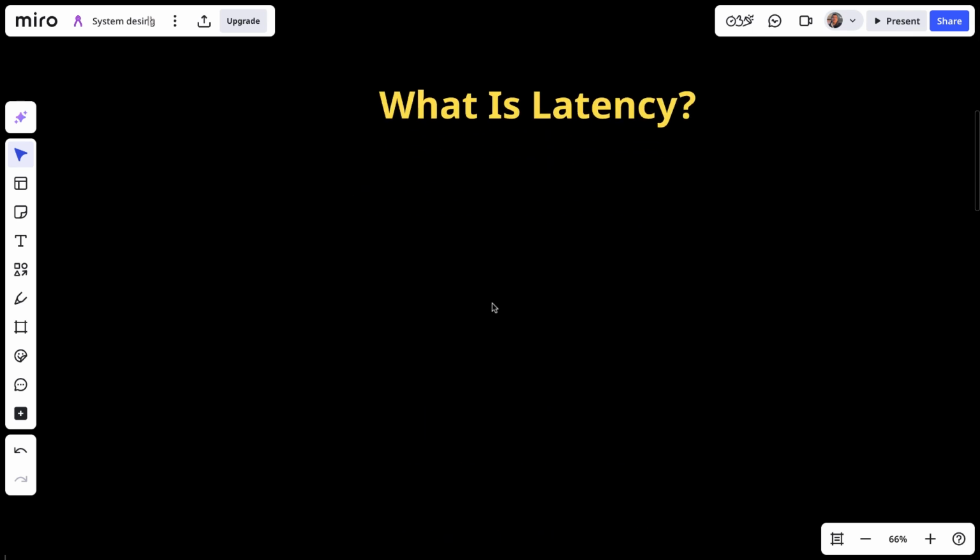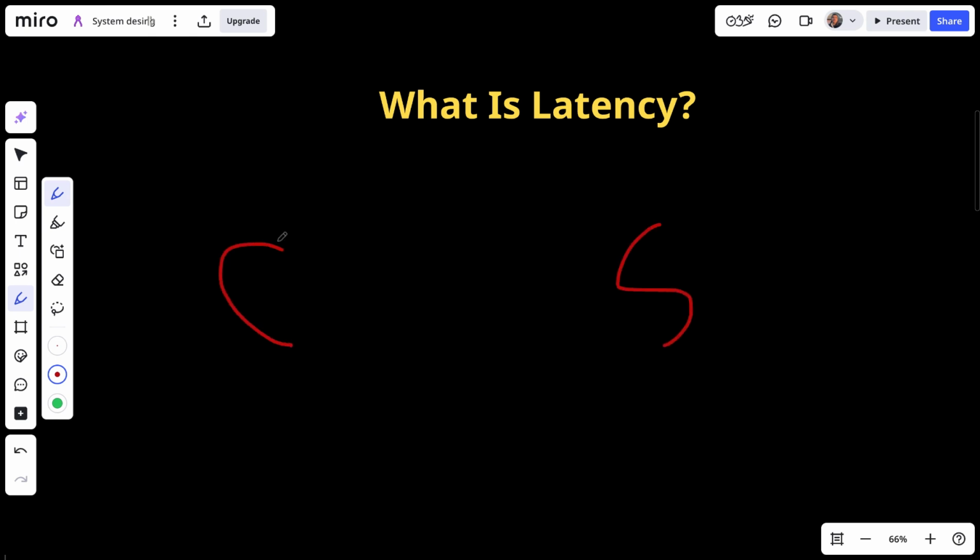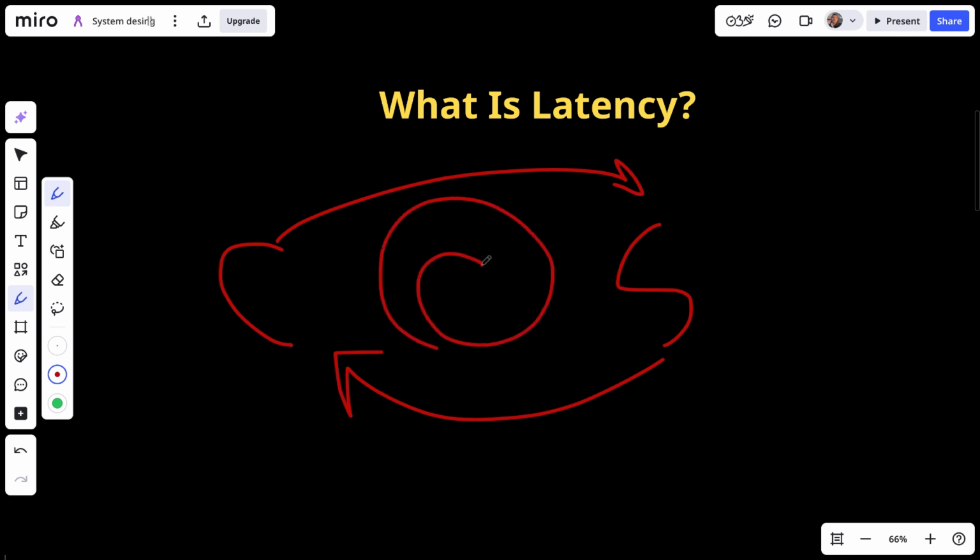So let's try to understand what latency is. Let's have here our pin. We have our client and we have our server. The client wants to get some data from the server. So the client will send a request and the server will respond to this request. The time that it takes the request to reach the server and the response to reach the client, the time that this process takes, we call it latency.